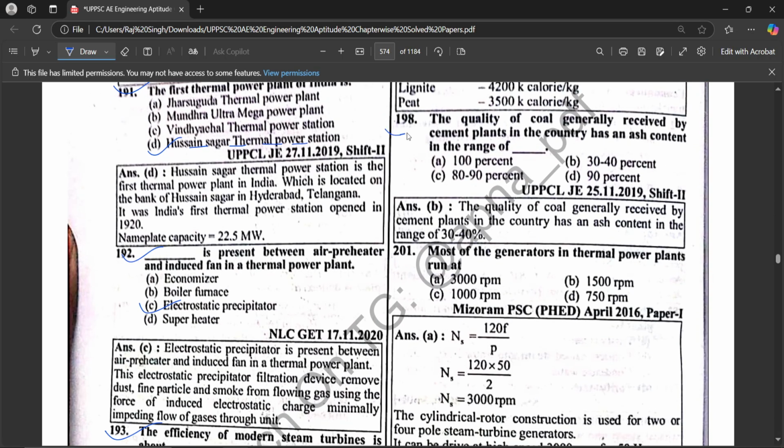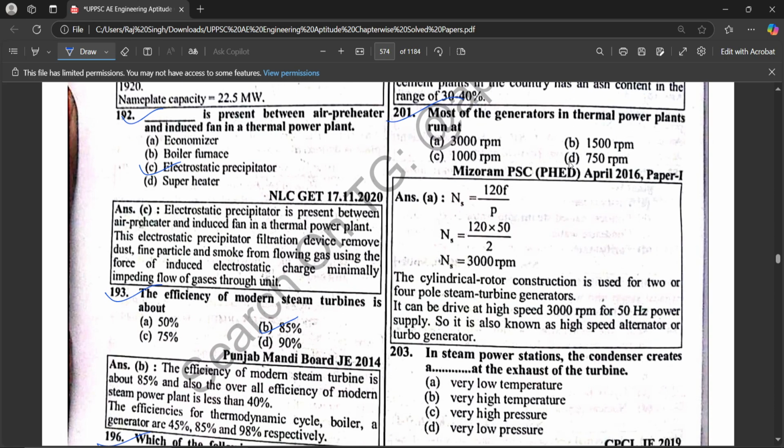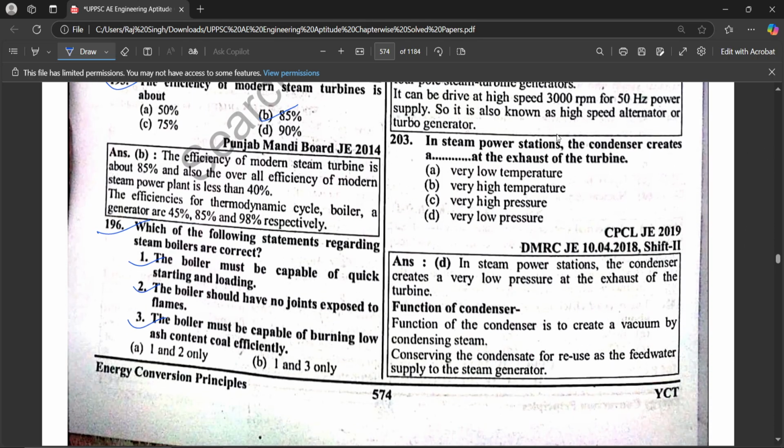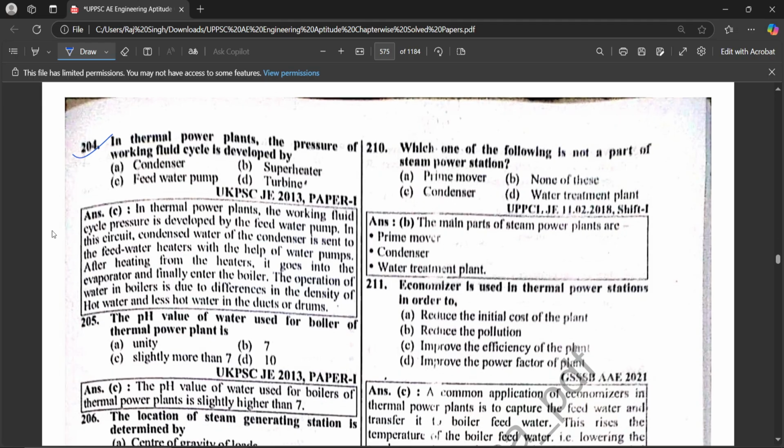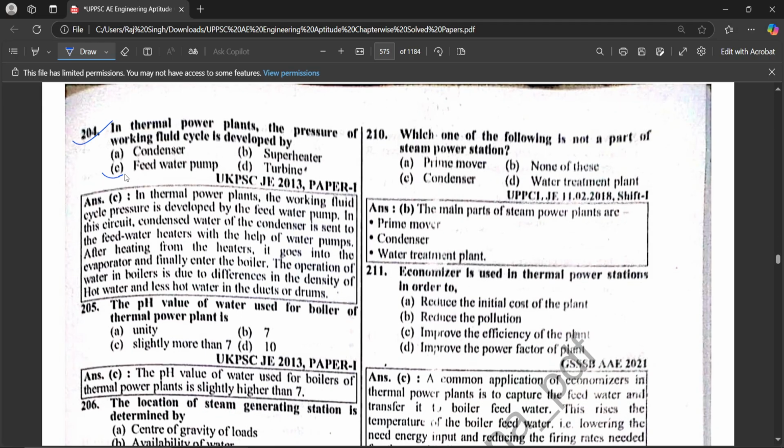The quantity of ash in coal generally received by power plants in the country ranges from 30 to 40%. Most of the generators in thermal power plants run at 3000 rpm. Using the relation between rpm, frequency and number of poles, you can calculate this. In a steam power station, the condenser creates a very low pressure at the exhaust of the turbine. In a thermal power plant, the pressure of the working fluid cycle is developed by the feed water pump.